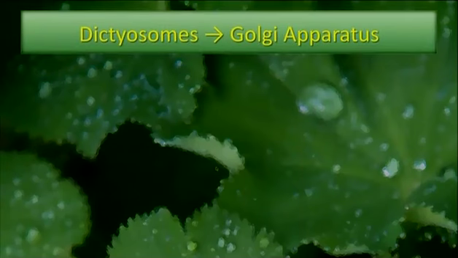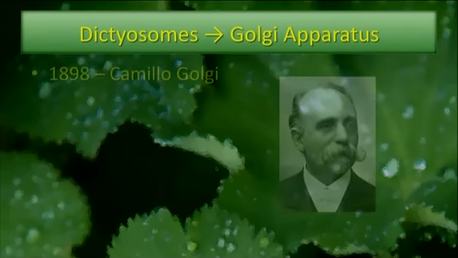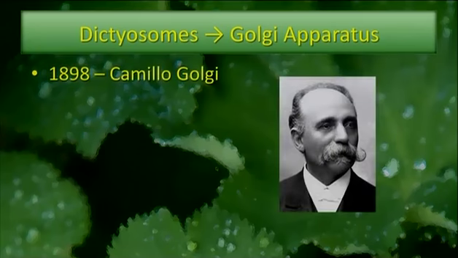Now we also have the dictyosomes. The dictyosomes actually form the Golgi apparatus. Dictyosomes are stacks of flattened discs. In 1898, Camillo Golgi was the first person to describe and see a Golgi apparatus, so he actually had it named after himself.